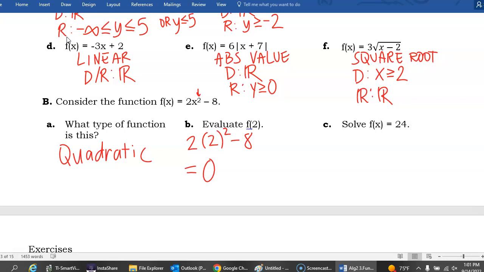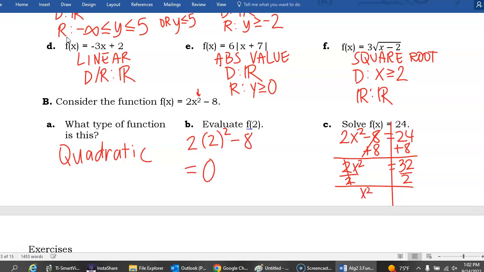And finally, solve f of x equal to 24. So again, remembering my function notation, I'm going to take my function, I'm going to set it equal to 24, and then I will use my inverse operations to isolate x. So we're going to add 8 to each side. Drop down the 2x squared, 8 and negative 8 is 0, so they're gone. 24 plus 8 is 32. Now I'm going to undo this multiplication, so I will divide both sides by 2. And x squared remains. 2 divided by 2 is 1. I don't need to write the invisible 1. 32 over 2 is 16.